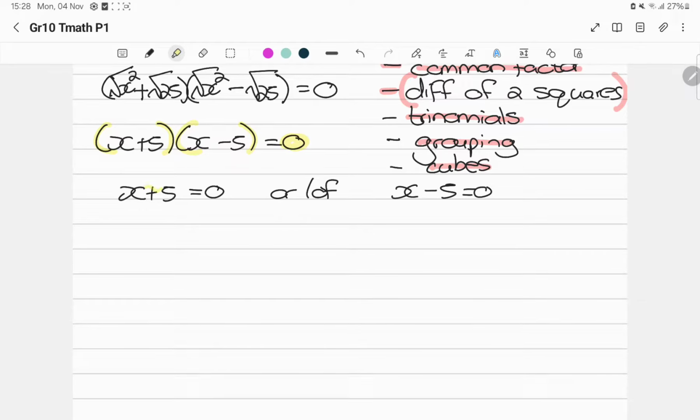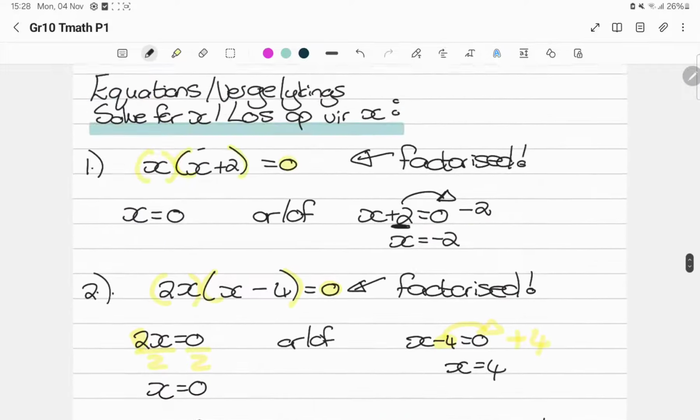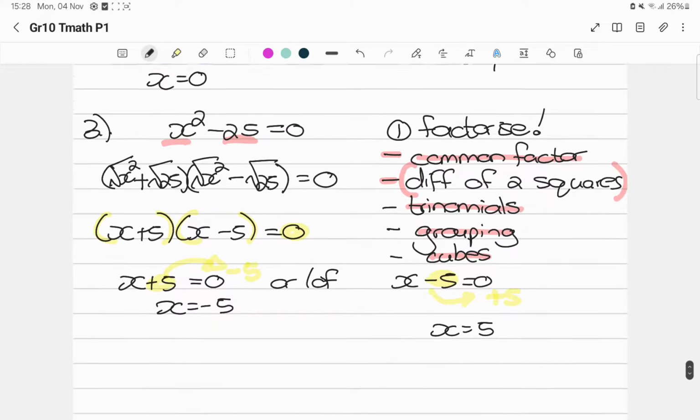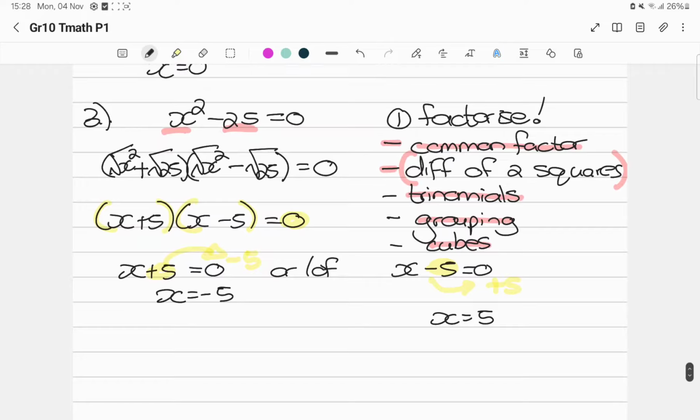And now I have to ask myself, if I want to get x alone, I need to take this plus 5 over, and it's going to become minus 5. So x is equal to minus 5. Or, here I also need to get rid of my negative 5, so the opposite becomes plus 5. So x is equal to 5. Alright, so either you're going to get a question where it's already factorized, or you're going to get an x to the power of 2, and then I need to go and factorize this.